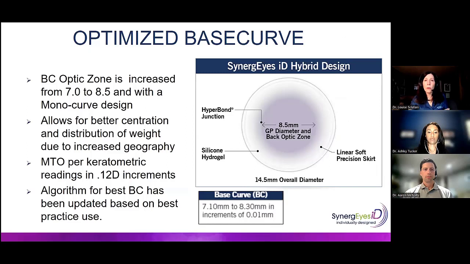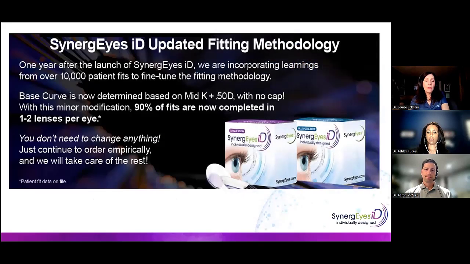Most important though, it's made to order. All of our lenses are made to order, but specifically this ID lens is made to order to keratometric measurements into 0.8 to 12 diopter increments. So unlike the Duet lens, where they come in 0.1 increments, like 7.6, 7.7, 7.8, these can be individually designed so you can get any base curve that you would like. And the algorithm has changed for that. And I'll talk about it right now.